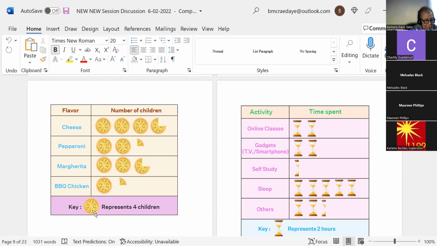I would say two whole and a quarter. Oh, I have to add all of them together. Yes, because you've got to look at your key. That's the important thing about a pictograph. You've got to look at your key. Each symbol represents 4 children. So pepperoni represents how many children?